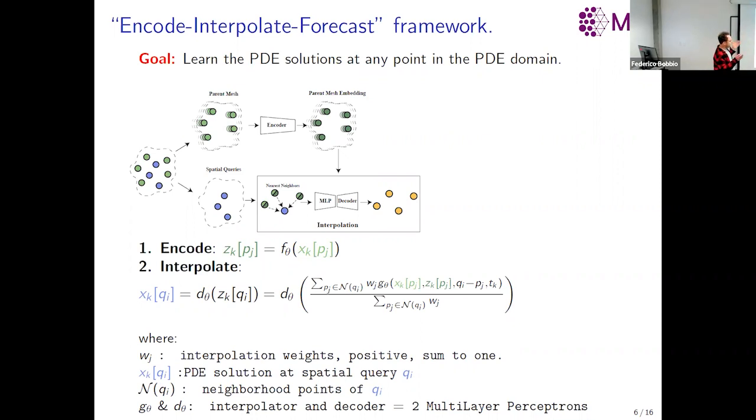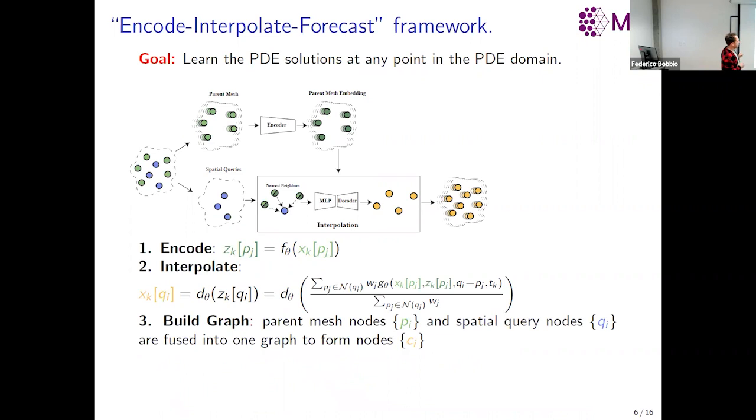The theory of deep learning is that if your neural network is expressive enough, big enough, you can learn anything. So that's the idea here. You want to be able to learn the correlation between the nearest neighbors and the spatial queries. At this point, you have the solution for the past frames of your PDE everywhere, for your parent mesh and your spatial queries. Now you need to predict in the future. So we separate the interpolation and the forecasting.